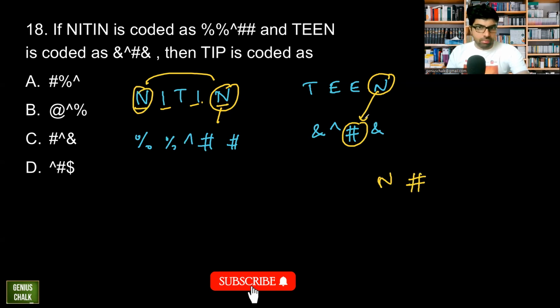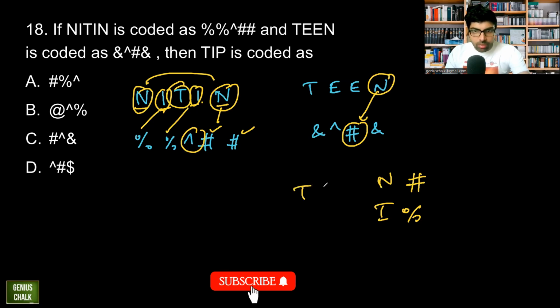So we can pick that. It's not direct. We have to check it. Okay. If N is hash, that means I. What is I? There are two percentages here. That means we can say that I is percentage. Now, what is left? T is left. So T must be this power. And if T is this power, there is E also. E is and. So the symbol of E must be this and.